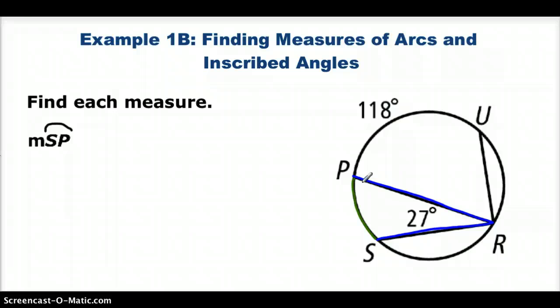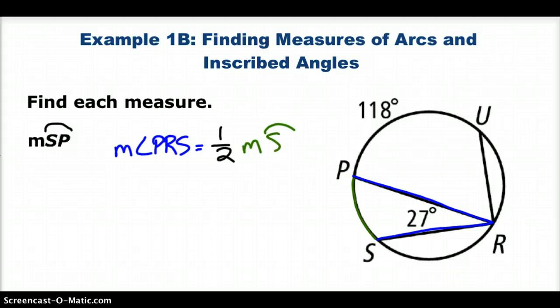So let's just write out our little formula here. The measure of angle PRS is going to be equal to 1/2 times the measure of the intercepted arc, which is what we want to know. Now let's take this next step and plug in what we actually know. We know the measure of that inscribed angle is 27 degrees. So I'm going to say 27 equals 1/2 multiplied by what we want to know, the measure of arc SP.